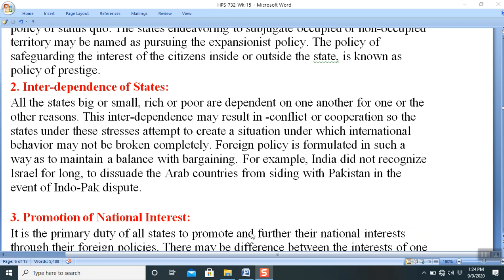For example, as I expressed in the beginning, Pakistan is a close ally of Saudi Arabia, and over 4 million Pakistanis work in Saudi Arabia, and they transmit a huge amount. Saudi Arabia always has a weapon that if Pakistan is not siding with them, they threaten that they will expel Pakistanis. So this is interdependence of the state.